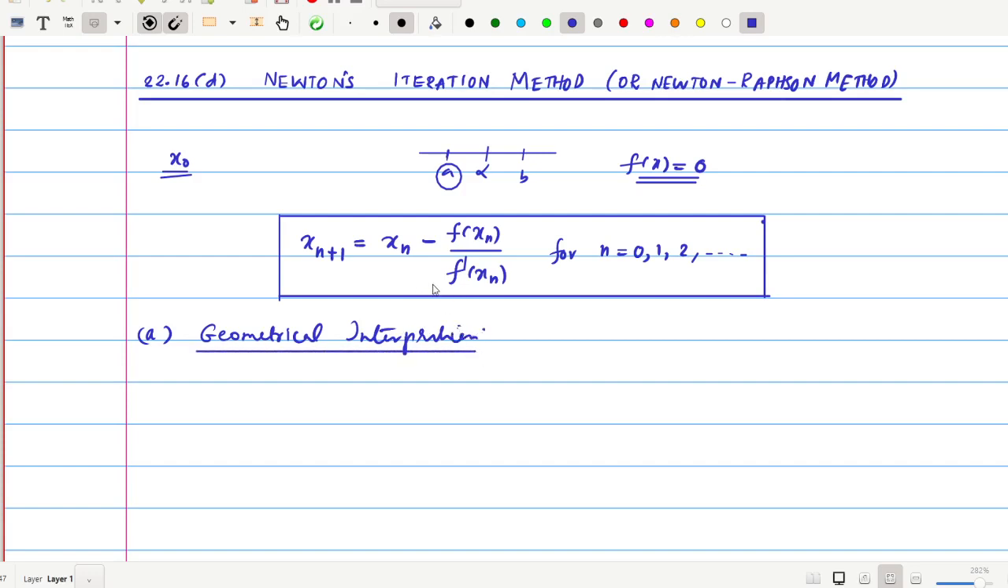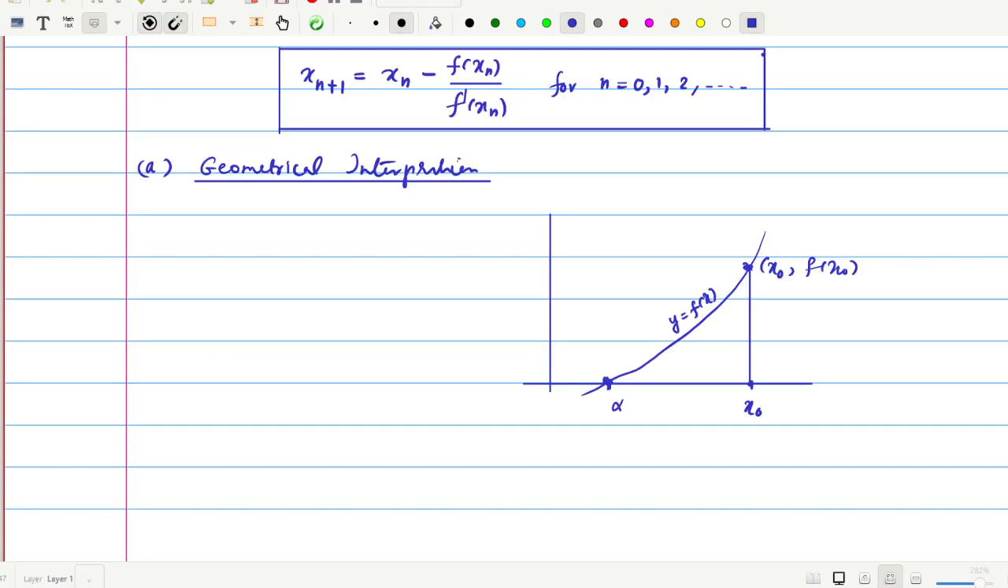What is the meaning of this formula? To get the geometrical interpretation, consider the function y equal to f of x, and alpha is its corresponding root or zero, this is the actual zero. If you take the first approximation as x naught, then this point can be denoted as x naught comma f of x naught. Now consider the tangent at this point.